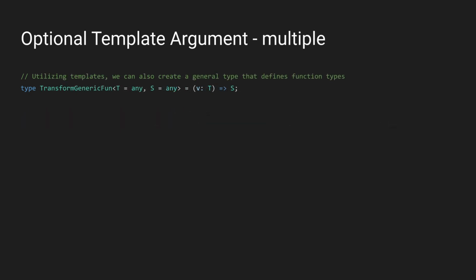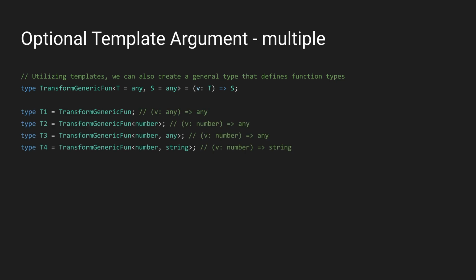Now let's look at an example with multiple optional arguments. Transform generic function template has all its arguments optional. Notice that we can use it without brackets and it will be still a valid syntax. That would mean that all args are using the default types. So here it would be any to any. We can pass one argument, replacing only T type, or two. It will depend on our needs.